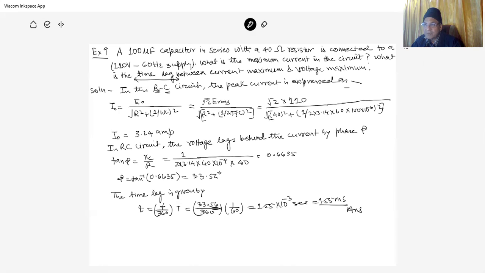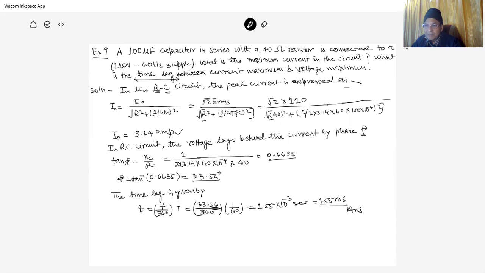So this is under root of RMS, and substituting this value, the current is 3.24 ampere. In an RC circuit, the voltage lags behind the current by a phase phi, and that phi is Xc by R. So Xc by R, this value, is 0.6635, and phi is tan inverse of this value, which is 33.54 degrees.